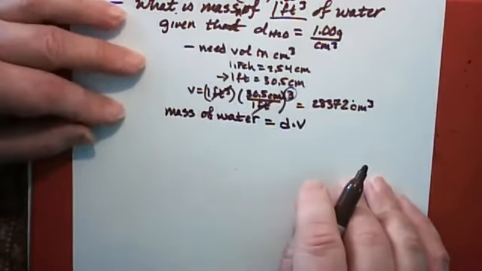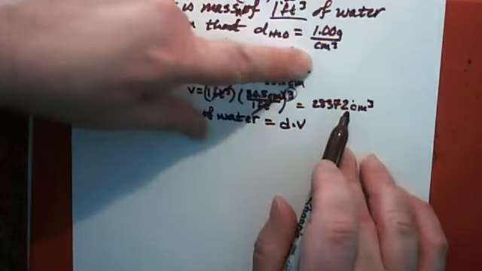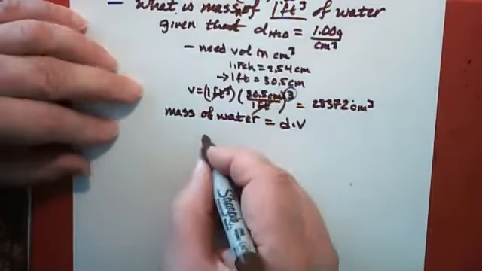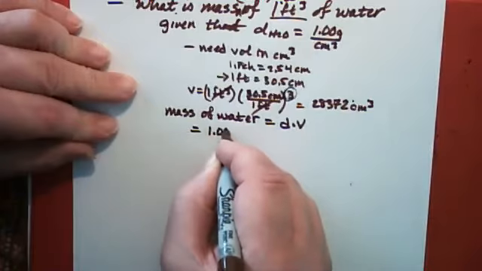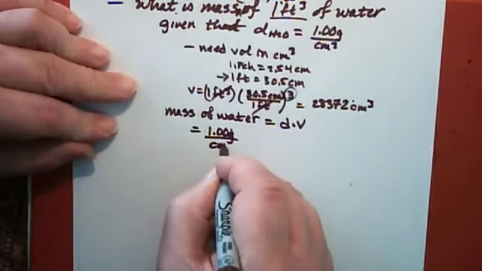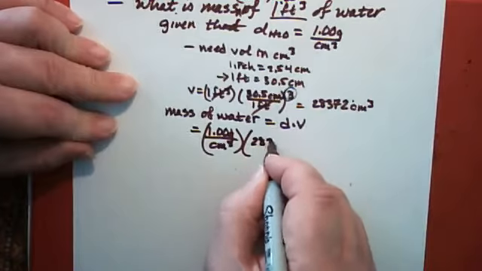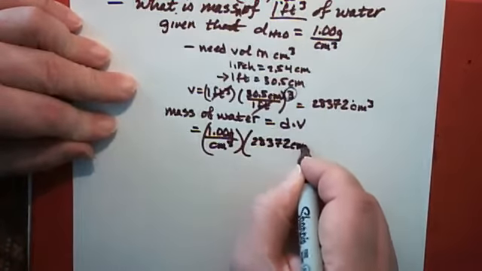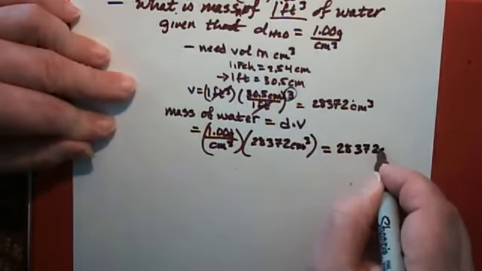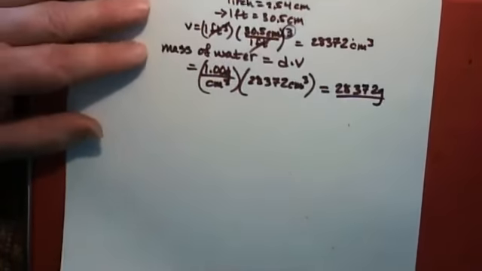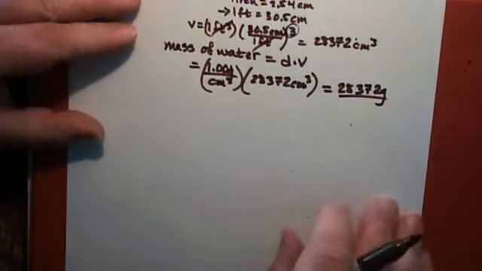The mass, once again, is going to be density times volume. Now that we've got the volume and the density in compatible units, we can just multiply them together. 1.00 grams per cubic centimeter times 28,372 cubic centimeters. And that would be a mass of 28,372 grams, but we wanted it in pounds.